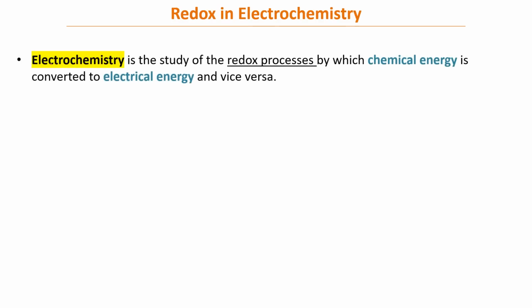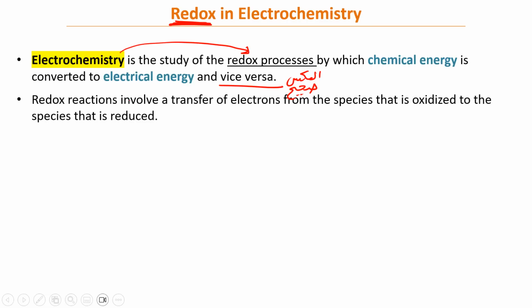So what do we mean by electrochemistry? Electrochemistry is the study of the redox processes by which chemical energy is converted into electrical energy and vice versa. فالكيمياء الكهربائية مهتمة بدراسة الريدوكس reactions اللي من خلالها الطاقة الكيميائية تتحول لطاقة كهربائية أو الطاقة الكهربائية تتحول إلى طاقة كيميائية. Vice versa معناها العكس صحيح. That's why we are focusing on redox reactions, which involve the transfer of electrons from the species that is oxidized to the species that is reduced. We already know that from the previous chapter.